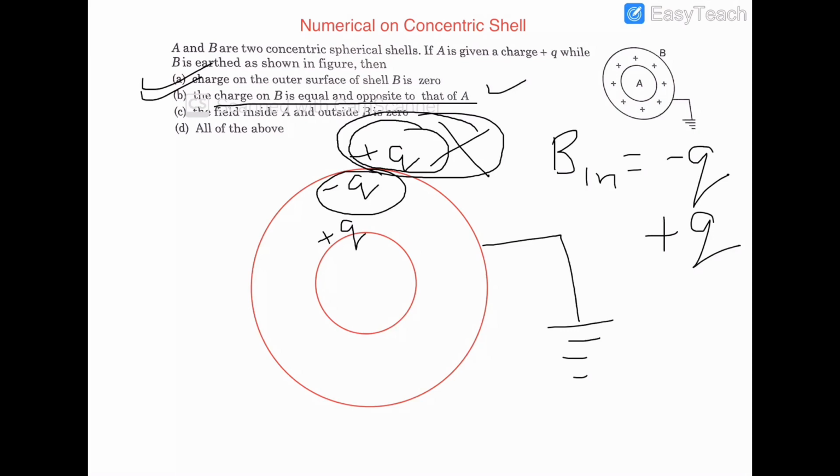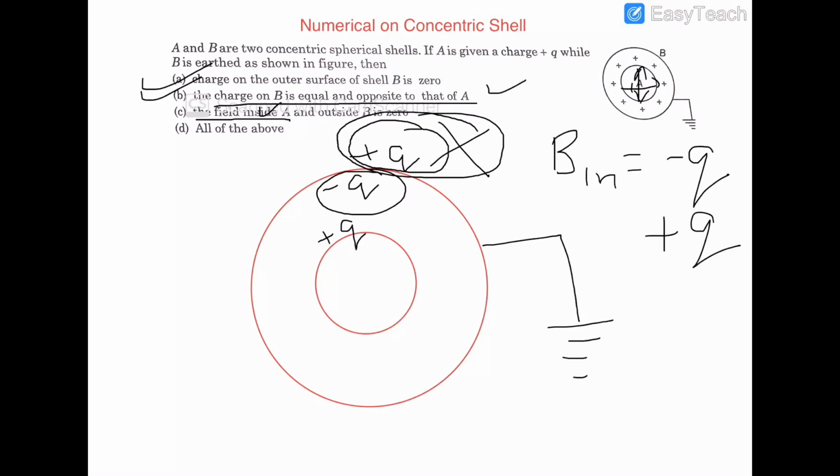Now coming to the third: field inside A and outside B is 0. Now field inside A will of course be 0. Here there will be no field. Again the same concept, that a hollow conductor acts as a Faraday cage. It contains no electric field, so there will be no electric field inside A, and outside B is also 0.